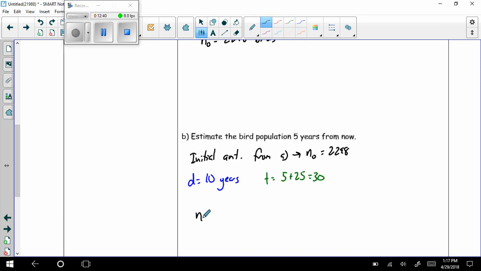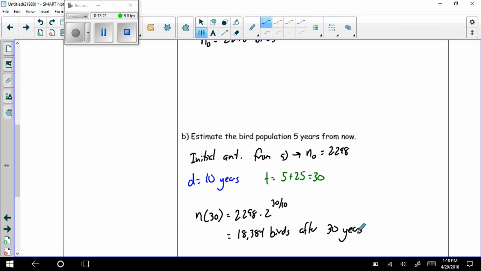And so my formula is n of 30, so 30 years after they were introduced. I have my initial amount, which is 2298 times 2 to the 30 over 10, or 2 cubed if you reduce that. In this case, 2298 times 2 to the 30 over 10, which is times 8, should be 18,384. So 18,384 birds after 30 years.